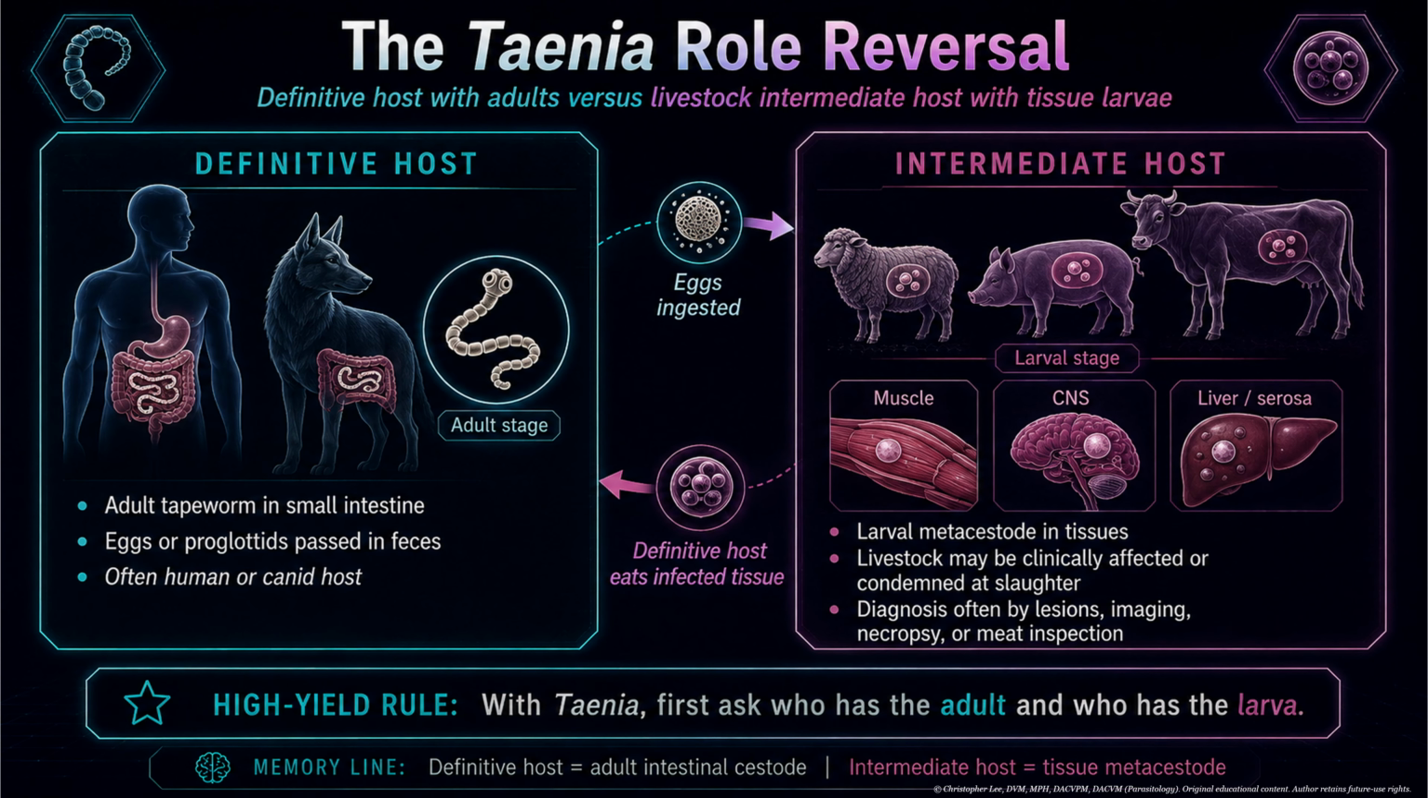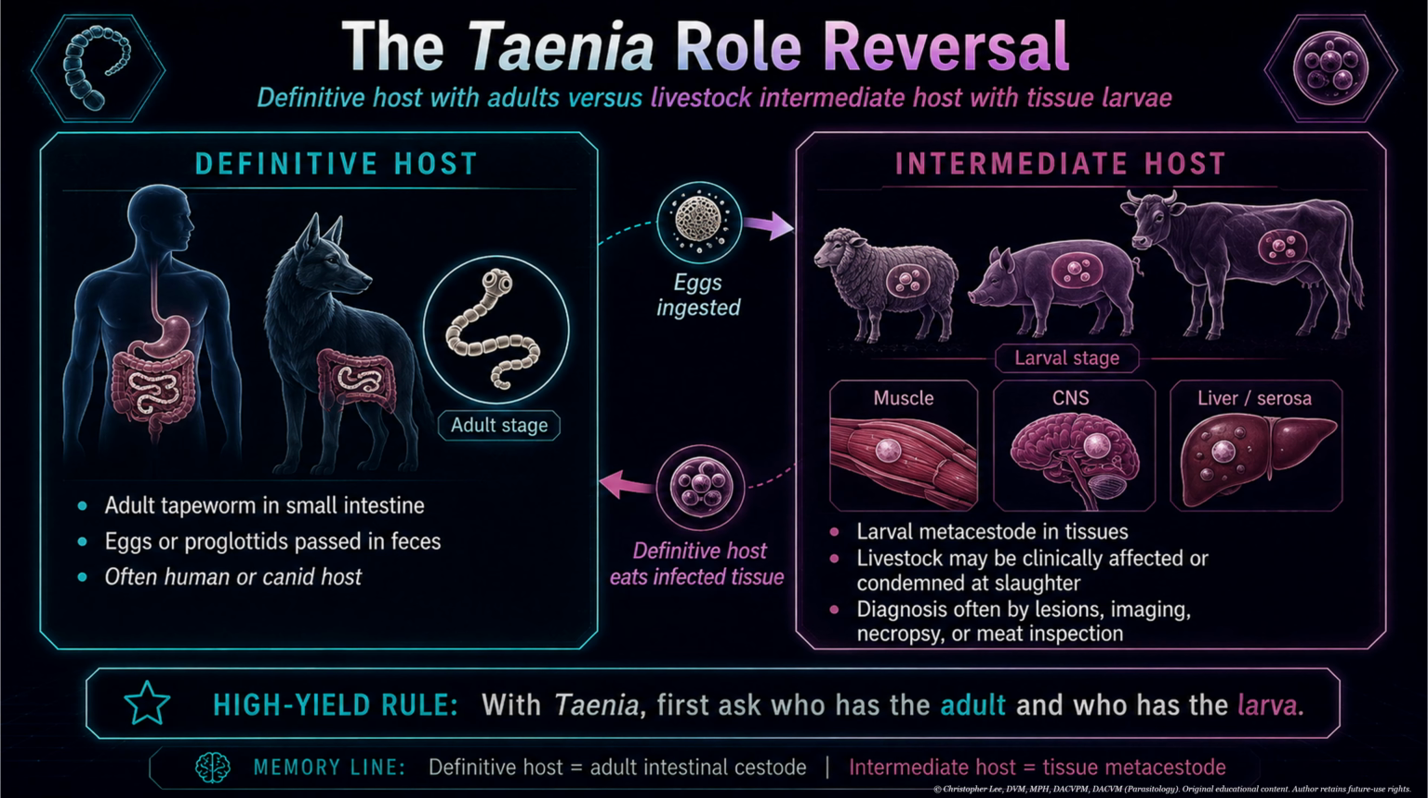Now we reach the important Taenia pivot. With Taenia, the animal in front of us may be a definitive host carrying the adult in the small intestine, or an intermediate host carrying the larval metacestode in tissues. In the definitive host, we think about adults, eggs, or proglottids in feces, and a usually relatively quiet intestinal infection. In the intermediate host, we think about larval stages in the muscle, brain, liver, serosa, and other tissues, along with lesions, necropsy findings, imaging, or meat inspection.